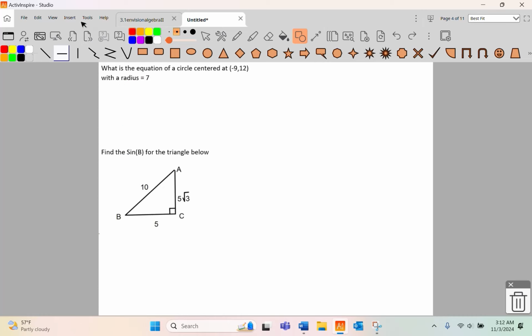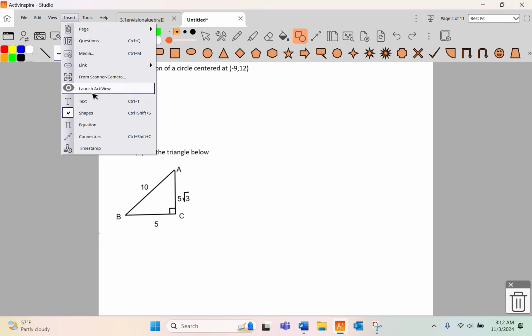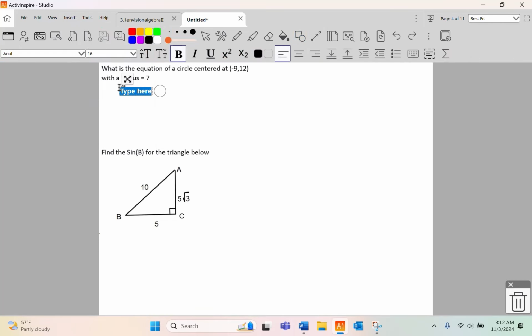What is the equation of a circle centered at -9, 12 with a radius of 7? So standard form of a circle from geometry, which is a class you passed to get to me, is x minus h quantity squared plus y minus k, also quantity squared, equal to r squared. You get h and k right here. That's where you get them.